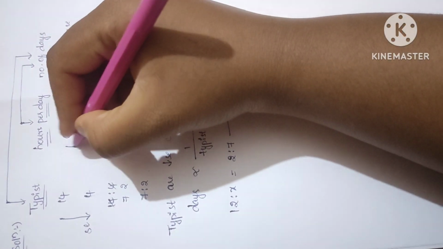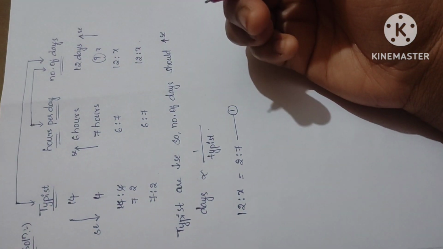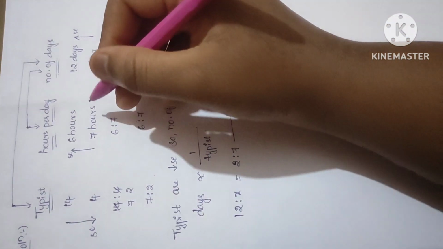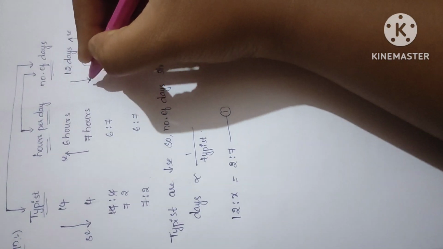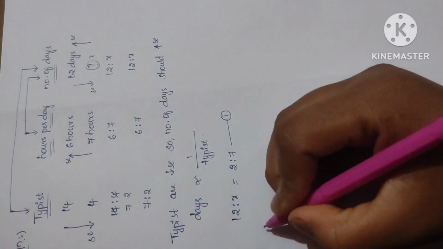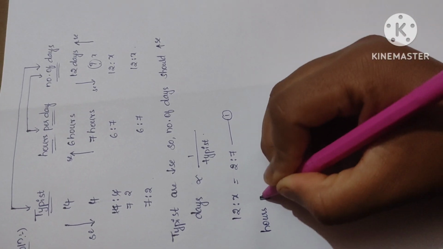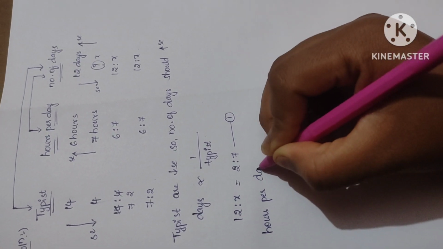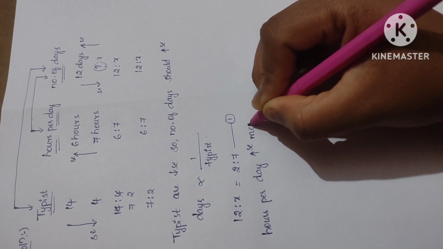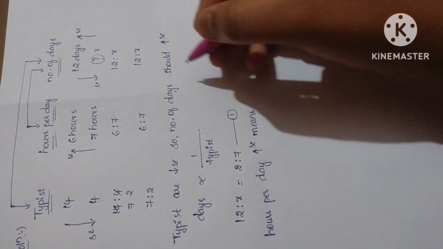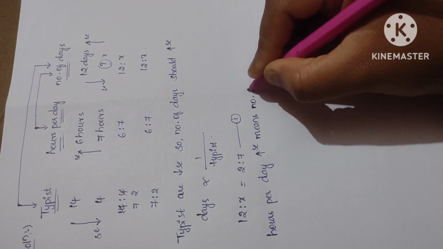Next we have to compare with hours per day. If you see here, hours per day increases from 6 hours to 7 hours. If working hours increase, the number of days should decrease obviously. If you work more hours per day, you can complete the work within fewer days. So the same statement we have to write here: hours per day increases means number of days should decrease. So in which proportion is it? Obviously one quantity increases while another decreases, so it is in inverse proportion.